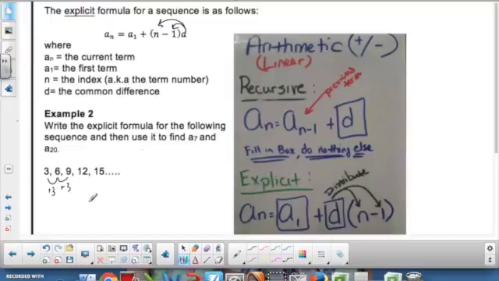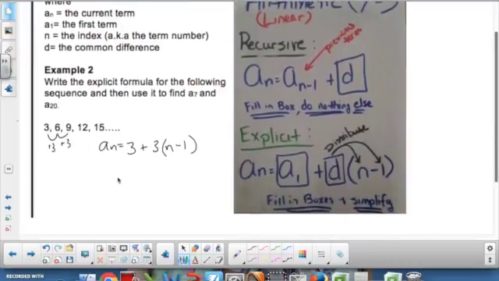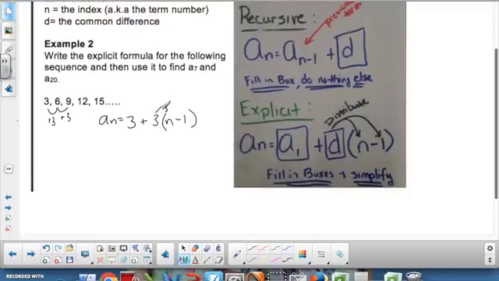So when I do this problem, my a sub n doesn't get changed. My a sub 1 gets replaced with the first term, which in this case is 3, plus I've got the common difference, which happens to be 3 as well. They won't always be the same number. And then n stays the same and minus 1 stays the same. So the things that are boxed in here are the only things you're replacing. Notice in the recursive formula, the only thing that was replaced was the common difference, which is what we did in the previous example.